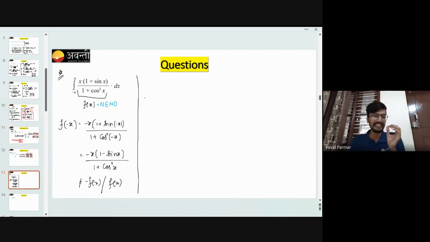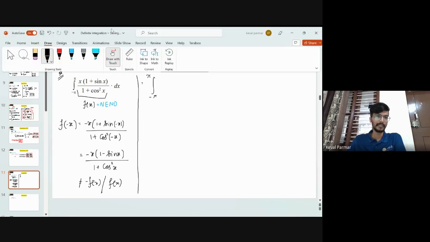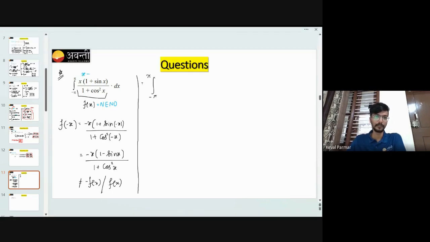So let me tell you, in such cases, these cases will arrive many times. Mostly such cases we will see in the case of odd and even functions. We will split the numerator. See, I can write the integration as, I'll open the bracket here, the numerator, so I'll get x plus x sine x. And after that, I'll split the numerator. So I'll get x upon 1 plus cos square x plus x sine x upon 1 plus cos square x dx.